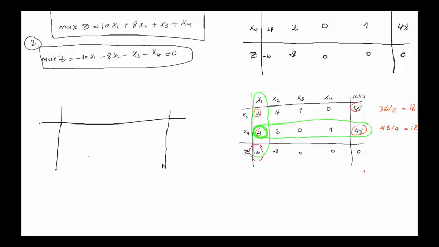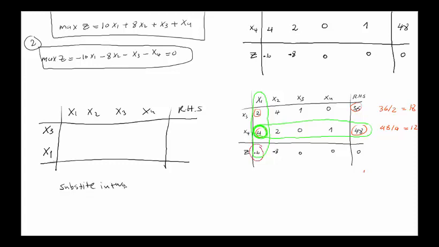Now write a new table. Make the same variables here, x1, x2, x3, and x4, and here we have right hand side, and we go to the rows, we have x3, and here we have x1, not x4, because x4 was replaced by the internal variable, which is x1. In this new table, we substitute x4 replaced by x1, external by internal variable.